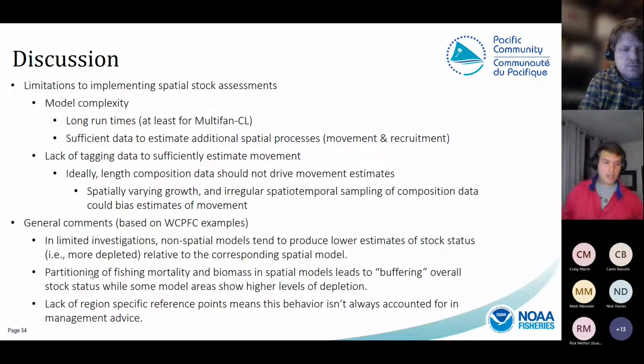And so some general comments based on examples from the WCPFC is that in our limited investigation, non-spatial models tended to produce lower estimates of stock status that were more depleted relative to the corresponding spatial model, and that partitioning of fishing mortality and biomass in spatial models leads to buffering overall stock status, while some model areas show higher levels of depletion. And at least in the WCPFC, lack of region-specific reference points means that this behavior isn't always accounted for in management advice.